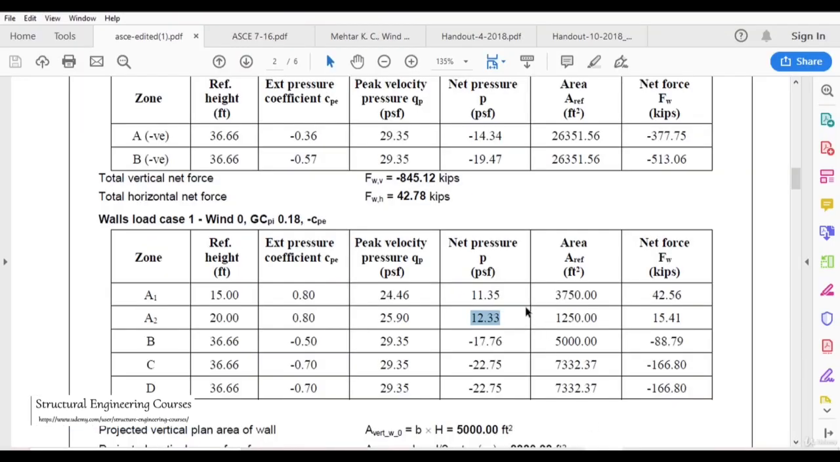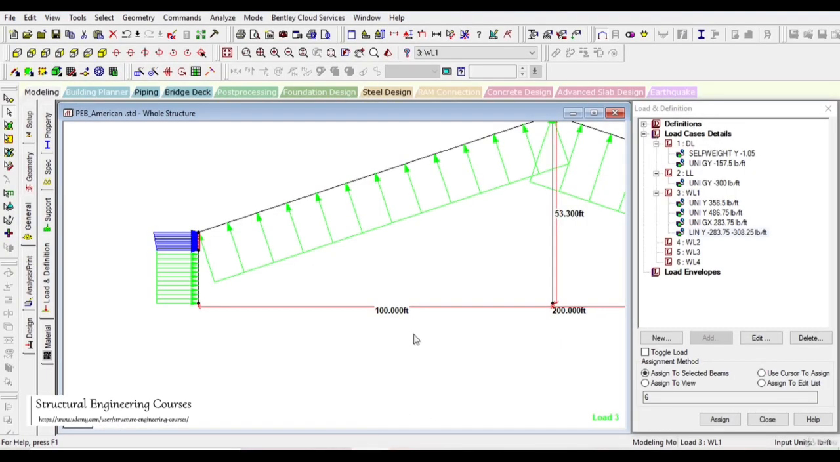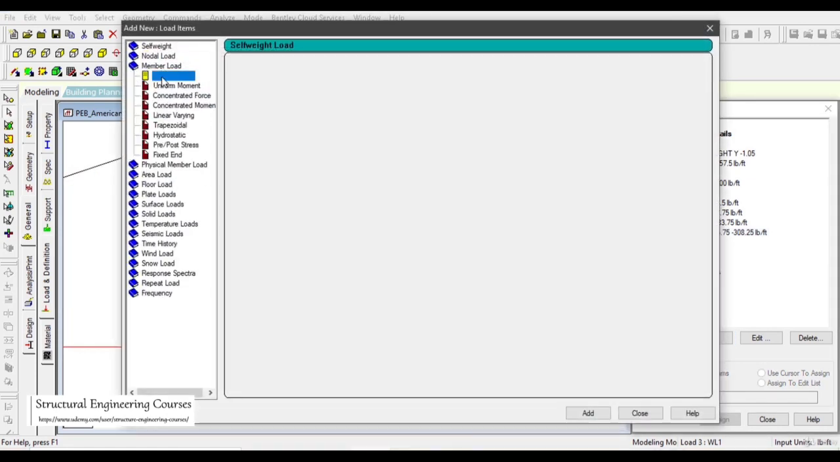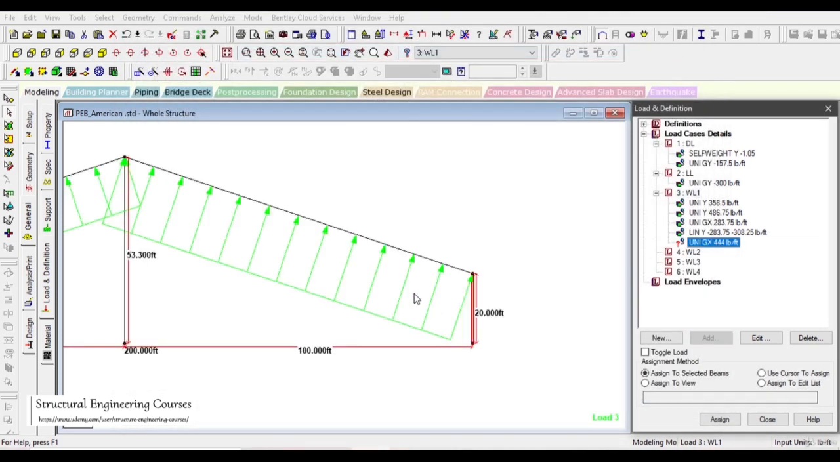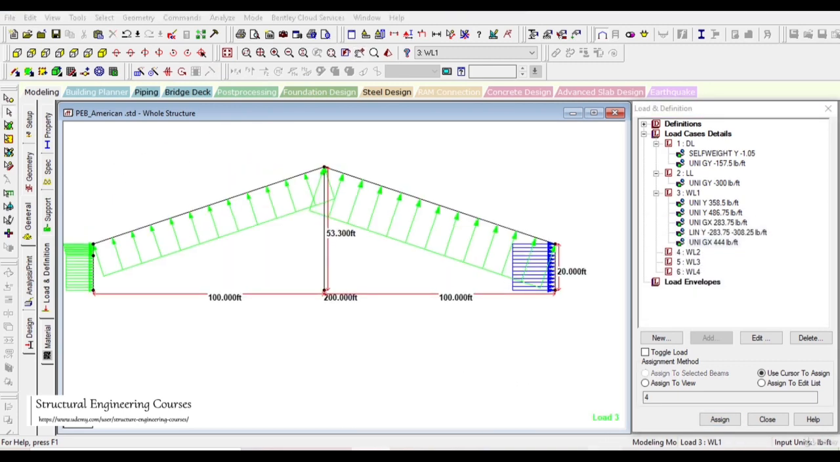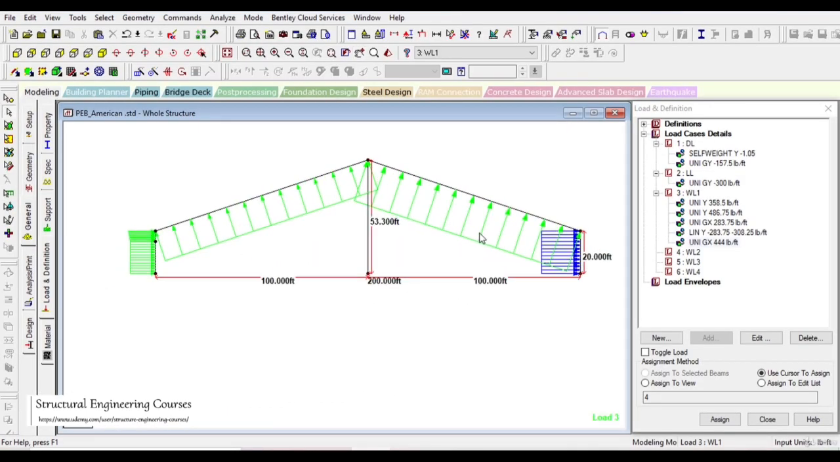So now we had considered the windward phase. After that we do need to consider the leeward phase, that is 17.76 into 25, so 444. So we can apply member load 444. Direction we can take it as global X. So now these loadings have been applied, that is A1, A2 and B. These three loadings have been applied. We cannot apply C and D when we are talking about the 2D plane analysis.